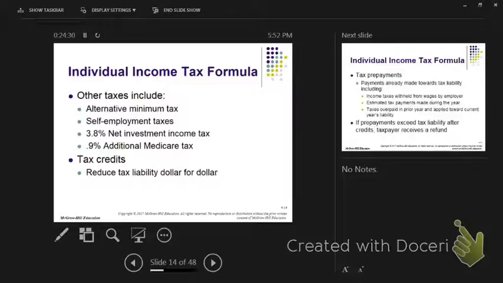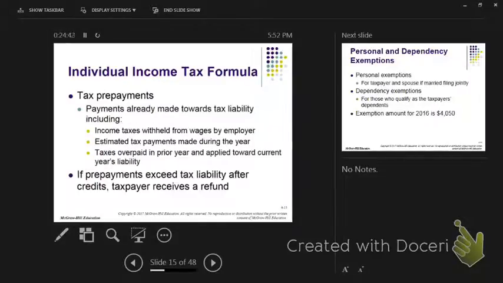Self-employment taxes, obviously that's when you're employed on your own. Net investment taxes, and then additional Medicare taxes are going to be based on income. And then tax credits, I mentioned those already. Prepayments, I mentioned that. The best prepayment is the fact that when you work on a W-2, you have wages taken out of your taxes. And then estimated taxes and overpayment that I mentioned.